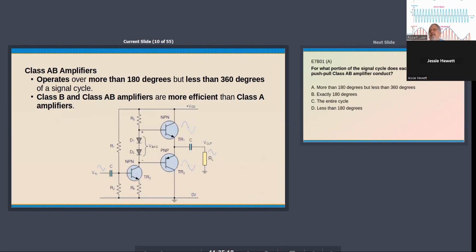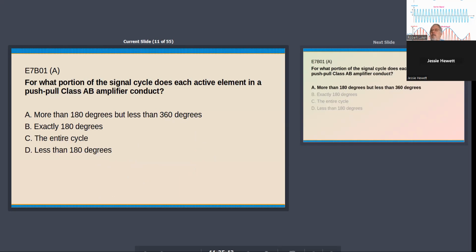The Class AB is kind of a hybrid. Essentially all they're doing is changing that bias network so that it conducts on part of the opposite cycle so that you don't have that crossover distortion. And that causes it to lose some efficiency compared to a B. So what portion of the signal cycle does each active element in a push-pull Class AB conduct?